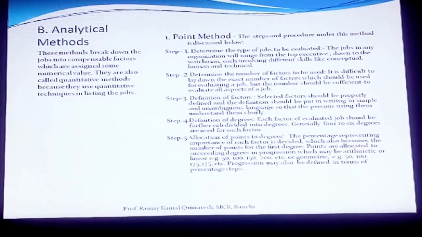Step 5. Allocation of points to degrees. The percentage representing importance of each factor is decided, which also becomes the number of points for the first degree. Points are allocated to succeeding degrees in progression, which may be arithmetic or linear, as for example 50, 100, 150, 200, etc., or geometric, as for example 50, 100, 175, 275, etc. Progression may also be defined in terms of percentage steps.